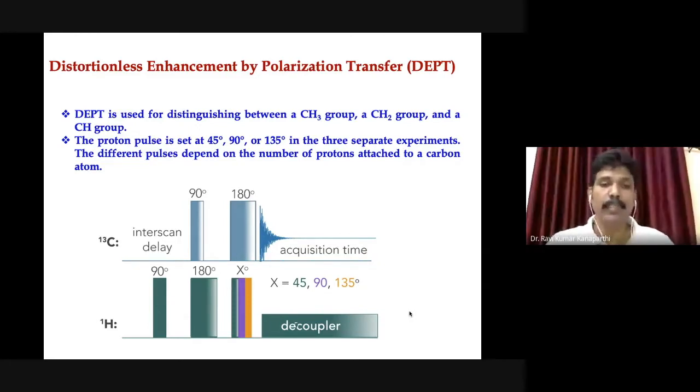This is again mostly given in carbon nuclei, but it is not the case that it is only used for carbon 13; it can be used for the other nuclei also. This is also a very important technique to distinguish and differentiate the primary carbons, secondary carbons, tertiary carbons, and quaternary carbons. So this particular technique is really helpful to differentiate one from the other.